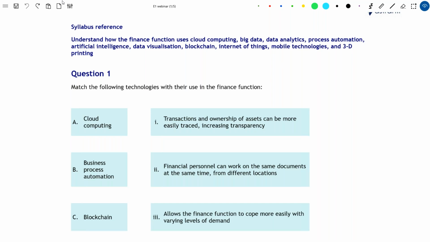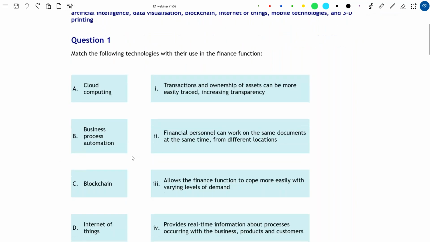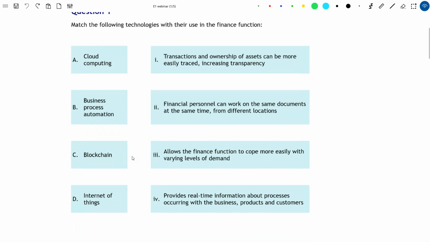In this question, we're just going to look at 4 of these different technologies, and we're going to be looking at their specific use in the finance function. In this question, we have a matching question, which is one of the formats of questions that could come up in your exam. Although multiple choice and multiple response questions are the most common formats, I felt it was important to take you through a matching question today, as it's best tackled with a particular approach, and it also allows us to cover a few more of these key technologies.